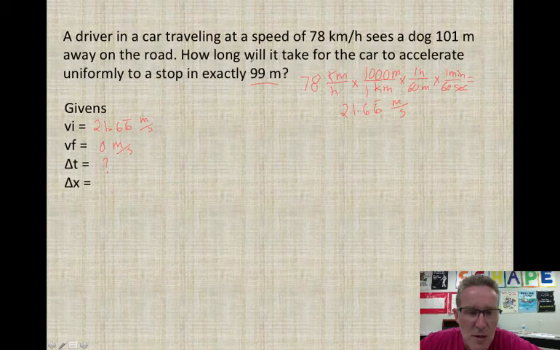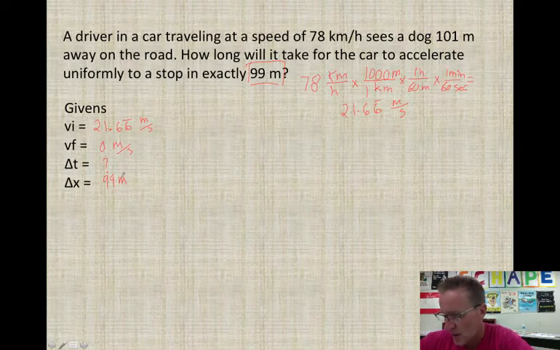So this is definitely what we need, this 99 meters, because it says uniform come to a stop in 99 meters. So our displacement is going to be 99 meters. Again, this is just going to be a matter of plugging in the numbers where they go.